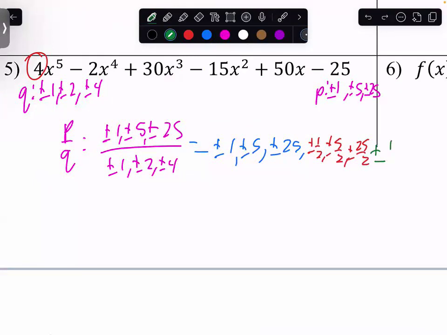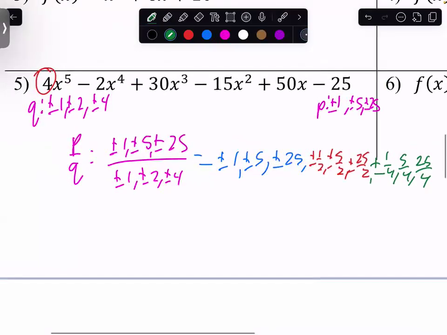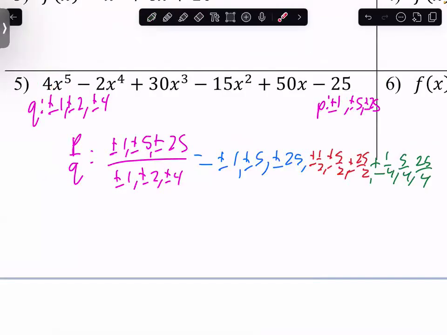What is P? Remember, you've got it in your notes, right? We went over it together. You can look back in your notes, but P is a factor of the constant, which for this problem is negative 25. Q is a factor of the leading coefficient, which for this problem is 4.